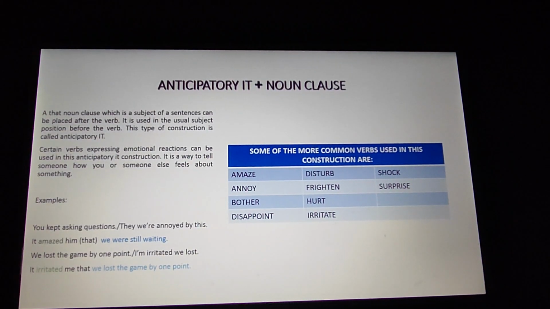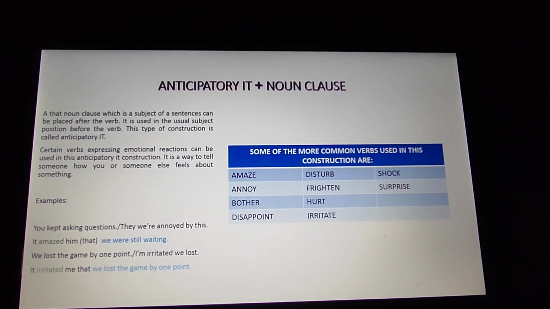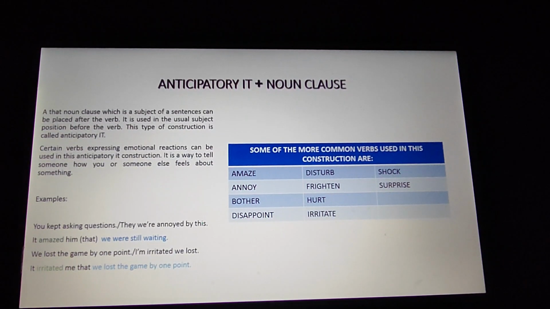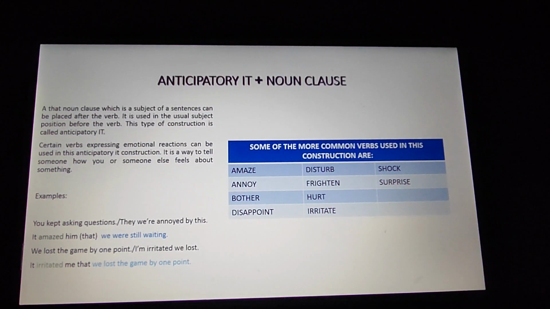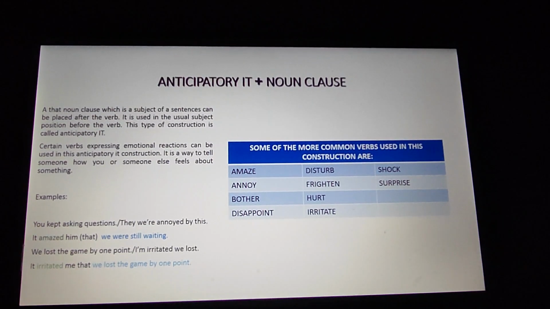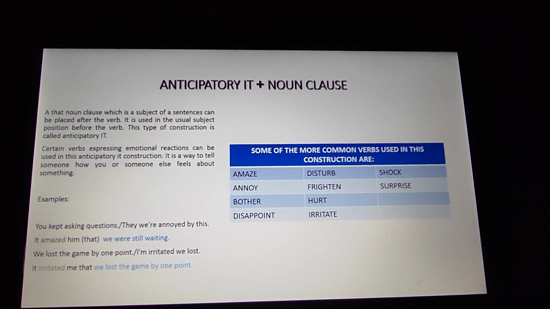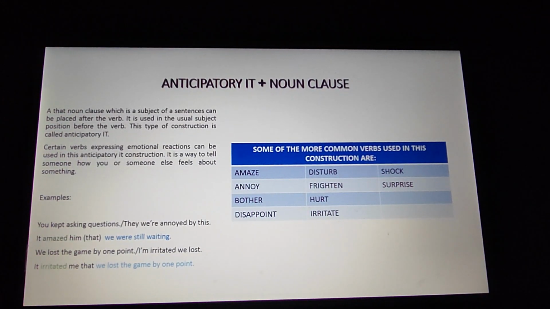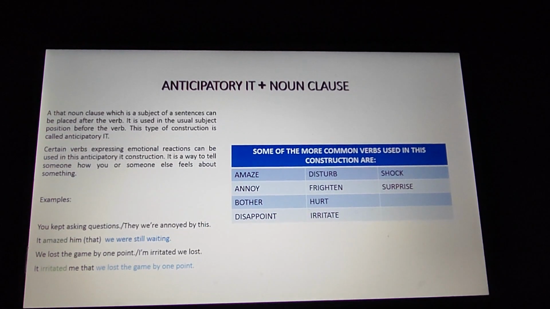Next grammar and final grammar. Anticipatory it plus noun clause. A noun clause, which is the subject of a sentence, can be placed after the verb. It is used in the usual subject position before the verb. This type of construction is called anticipatory it. Certain verbs expressing emotional reactions can be used in this anticipatory it construction. It is a way to tell someone how you or someone else feels about something.